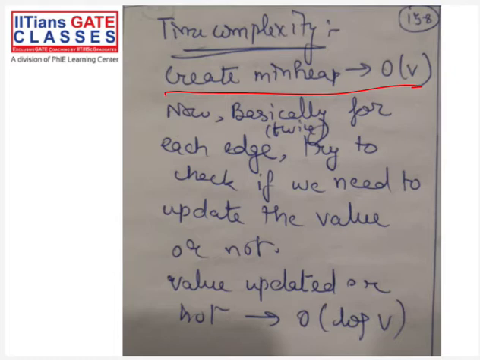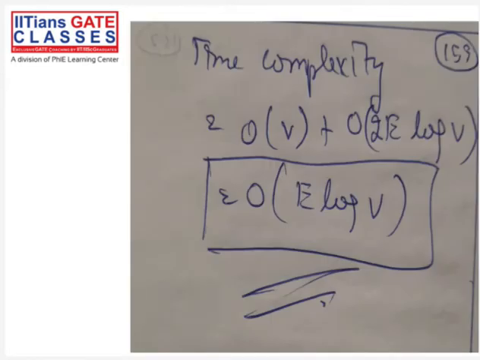Okay, so this will be what? Value or not, and heapify it. So it will again take log v. I've combined step 2 and step 3 in this slide. So finally the time complexity is order of v plus order of 2e log v, which is nothing but order of e log v.